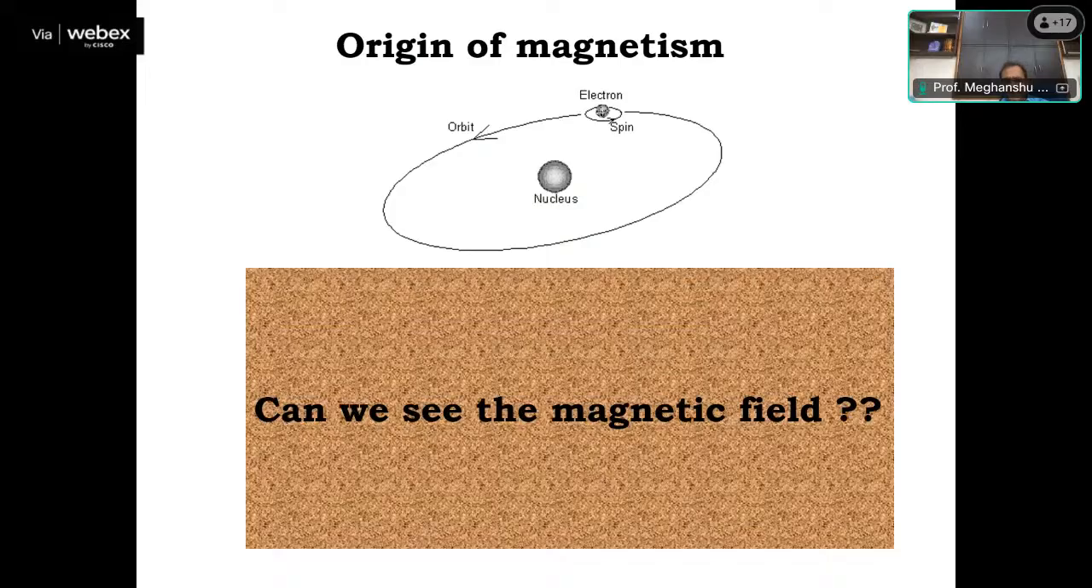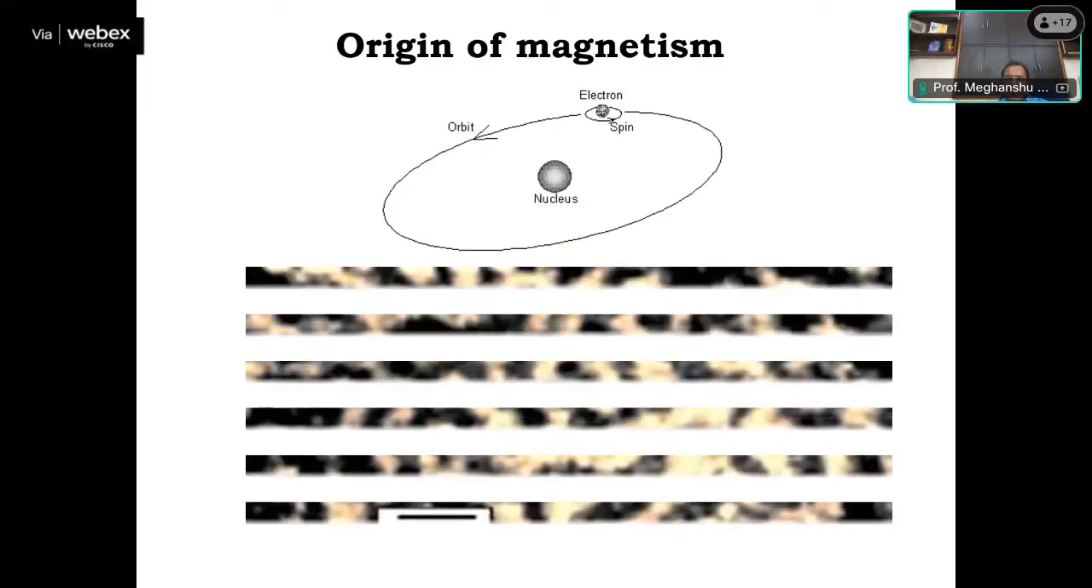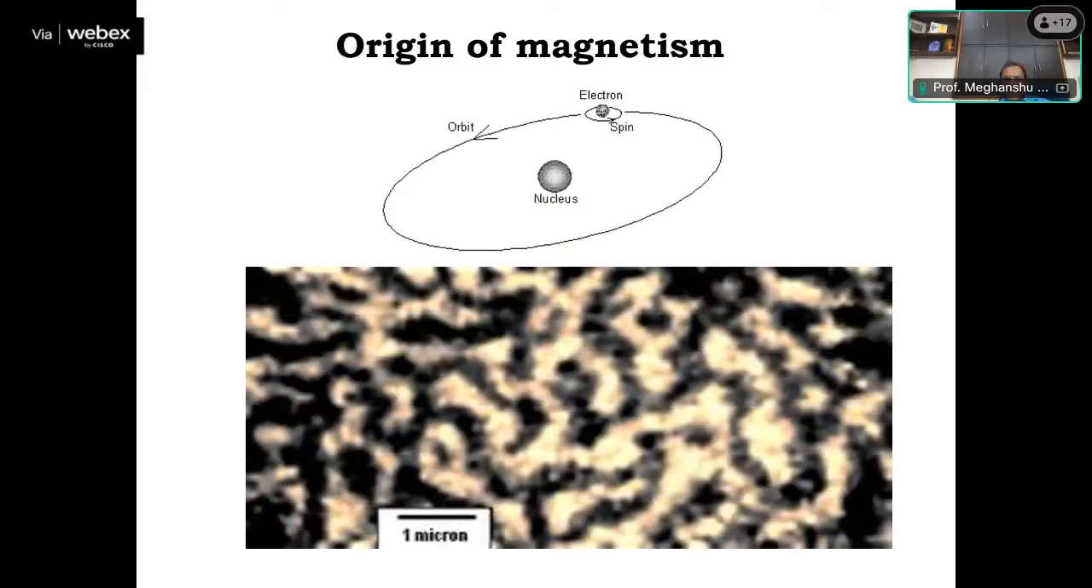And nowadays, we are able to see the magnetic field like the microstructure of a material. We can use an optical microscope to see the microstructure. In the microstructure, we can see the grain boundary, and phases like pearlite or ferrite. And we have an instrument, the magnetic force microscope. By using the magnetic force microscope, we can see the magnetic field. So this is the actual image of the magnetic field inside the material.